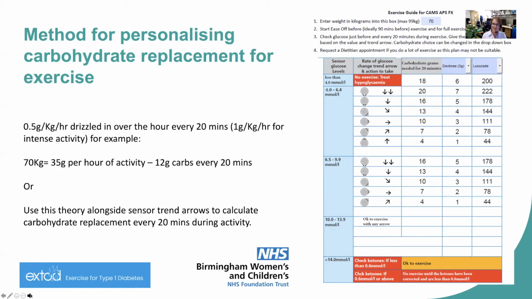So some of the crew at Birmingham have developed a kind of dynamic calculator. You put in your body weight, and it automatically calculates roughly how many grams of extra carbohydrate you might need to drizzle in every 20 minutes throughout the exercise, which you can manipulate by adding in different body weights, which I thought was quite clever. There's lots of things out there that can help make it as user friendly as possible.